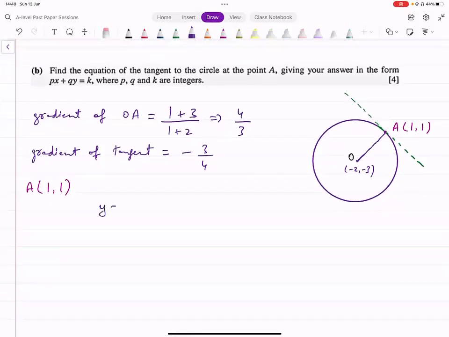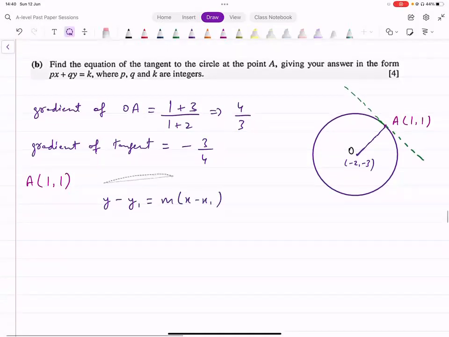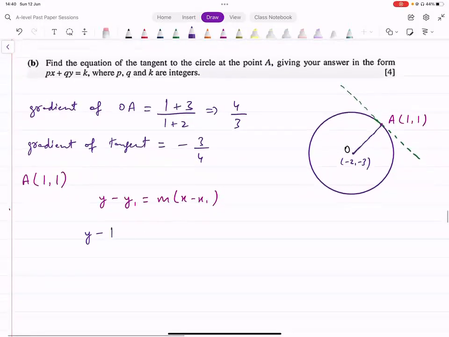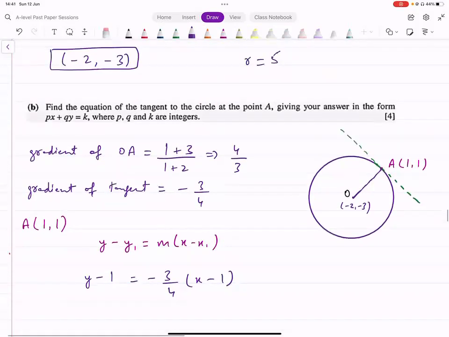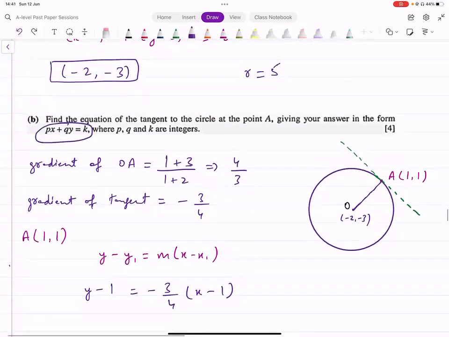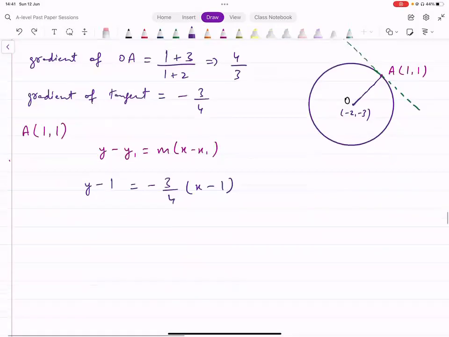We've got this form, y minus y1 equals m into x minus x1, and that gives me y minus 1 equals minus 3 over 4 into x minus 1. Let's simplify. You need the x and y terms on the left side and the constant on the right side. And this gives us 4y minus 4 that equals minus 3x plus 3.